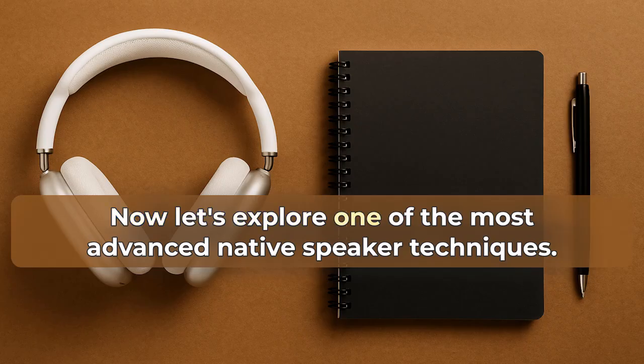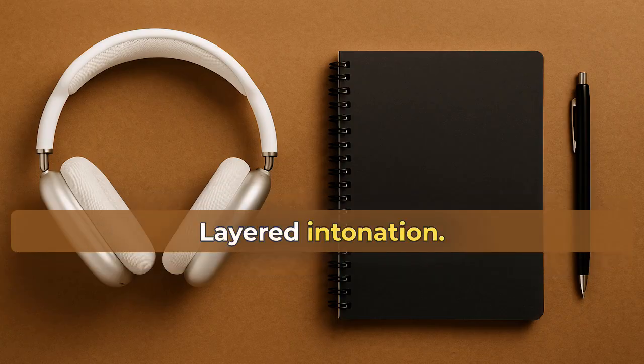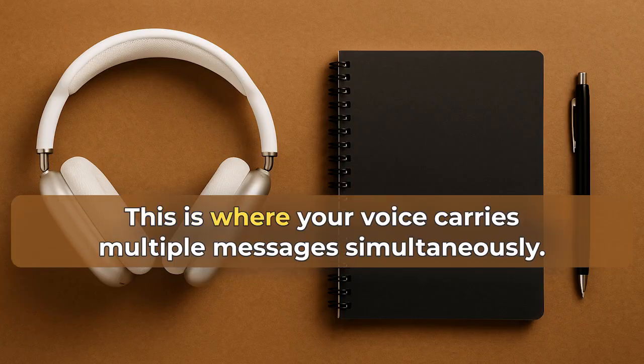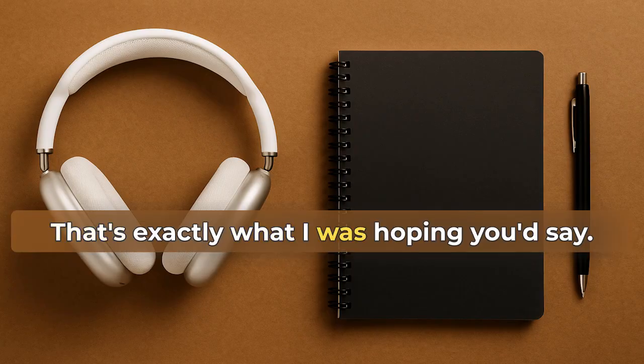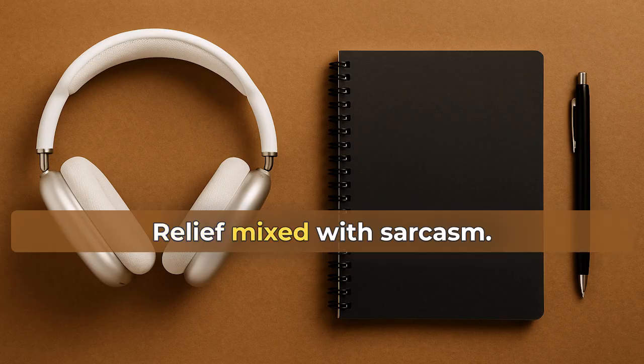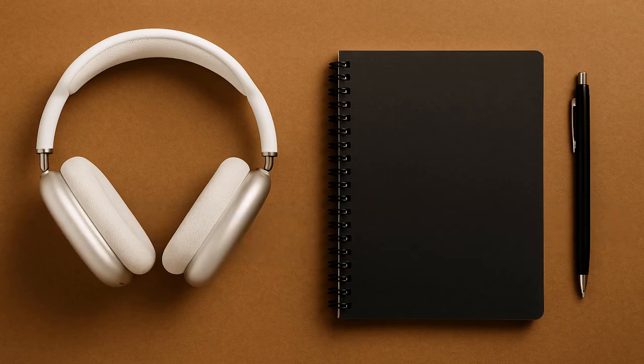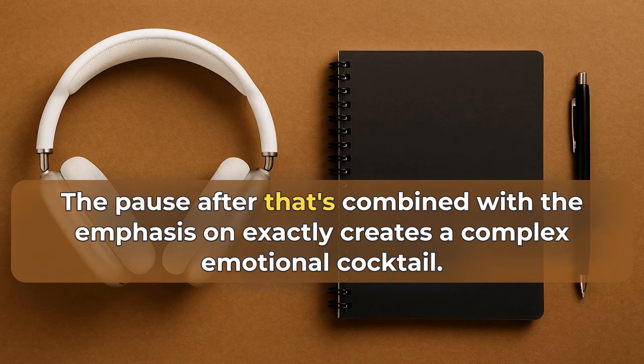Now let's explore one of the most advanced native speaker techniques, layered intonation. This is where your voice carries multiple messages simultaneously. Listen and shadow. "That's exactly what I was hoping you'd say." Relief mixed with sarcasm. The pause after "that's," combined with the emphasis on "exactly," creates a complex emotional cocktail.